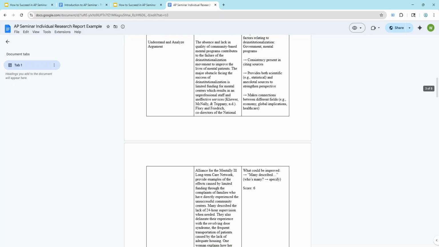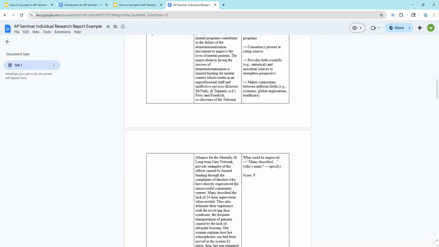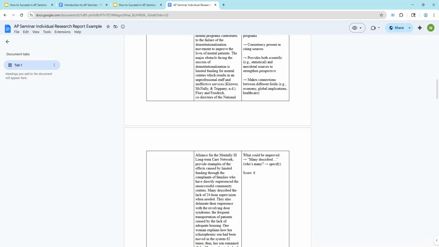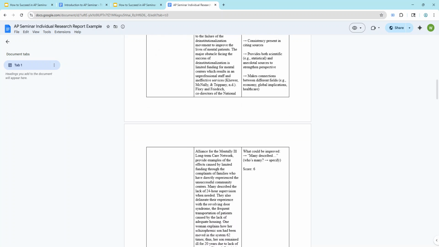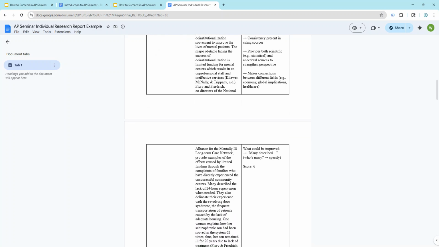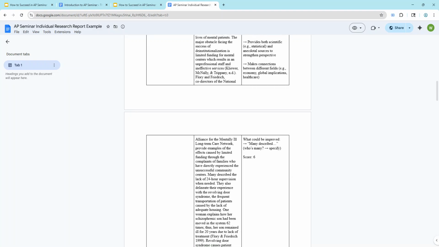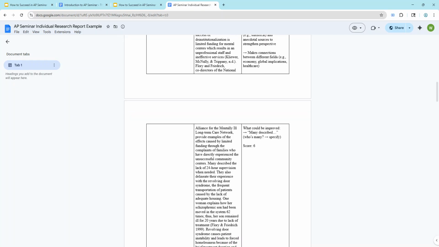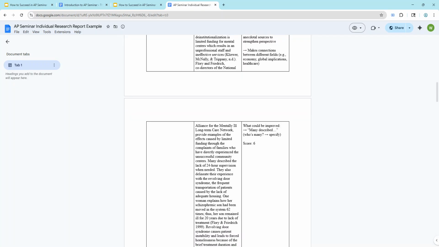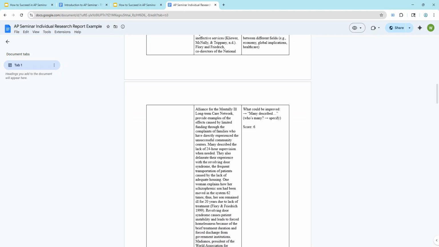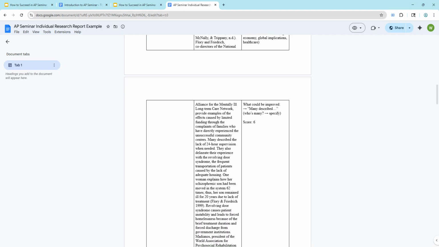Many describe the lack of 24-hour supervision when needed. They also delineate their experience with the revolving door syndrome, the frequent transportation of patients caused by the lack of adequate housing. One woman explains how her schizophrenic son had been moved in the system 62 times. Thus, her son remained ill for 20 years due to lack of treatment. Revolving door syndrome causes patients instability and leads to forced homelessness because of the brief treatment duration and forced discharge from government institutions.